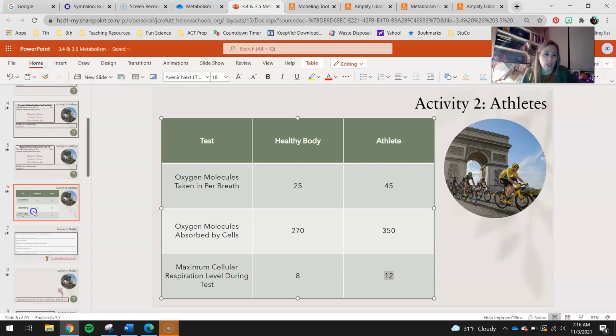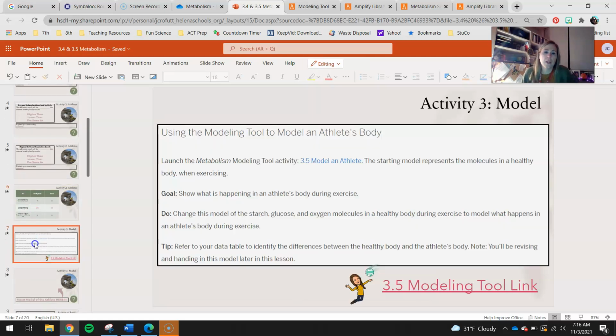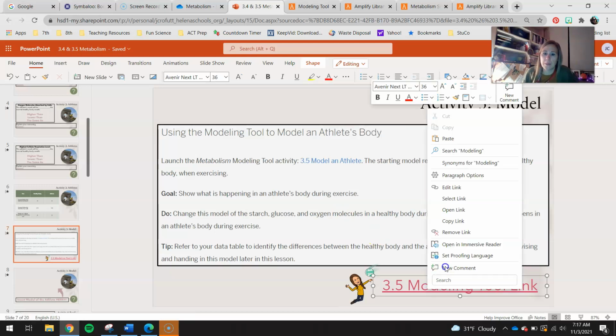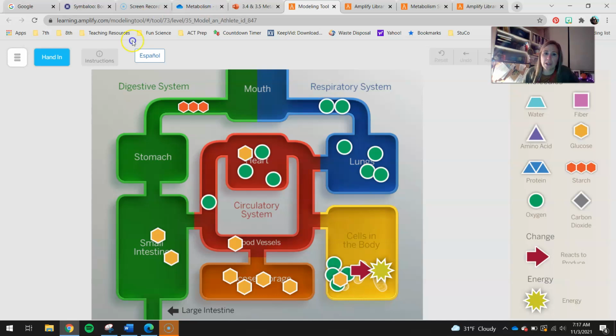You don't have to go back and change anything, okay? Moving on, you guys are going to use that information that you just looked at to help you with this modeling tool. So I'm going to go ahead and right click and open up this link here, and it's going to take me into this modeling tool.